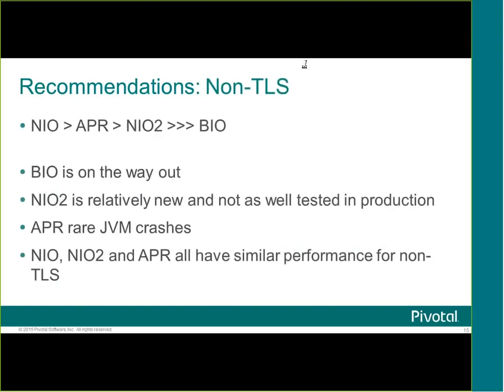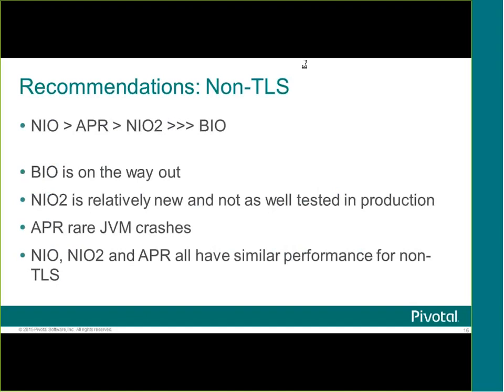So if we're looking at non-TLS connections, so this is non-TLS HTTP and AJP, then NIO is ahead by a whisker of APR, which is a little bit ahead of NIO2. They are all miles ahead of BIO. I wouldn't recommend using BIO at all for any new installations now. It's on the way out, and it's not well suited to a lot of the non-blocking styles, so you really need to pick one of the others. Of the others, they're all pretty similar.